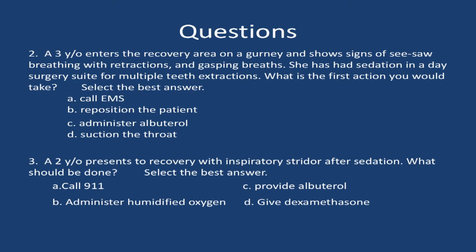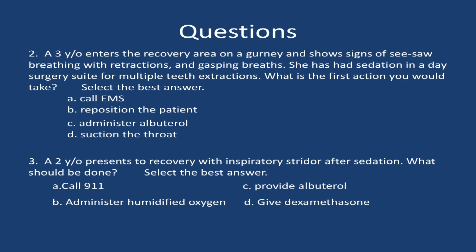Second question is a 3-year-old who enters the recovery area on a gurney and shows signs of seesaw breathing with retractions. So what does this tell you? The patient's entering recovery on a gurney, so somebody's taken him from the operating room, and they show signs of seesaw breathing with retractions. So you're having some retractions, that is, it's creating a negative pressure for the influx of oxygen to go into the lungs, and the patient has gasping breaths. Usually gasping breaths mean the patient has difficulty with the amount of oxygen that's occurring.